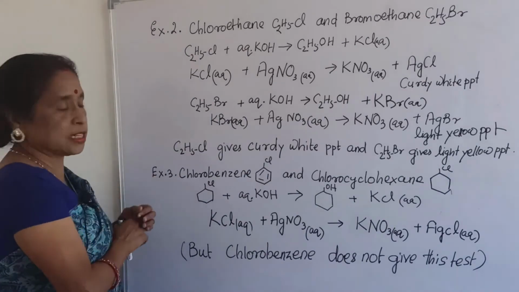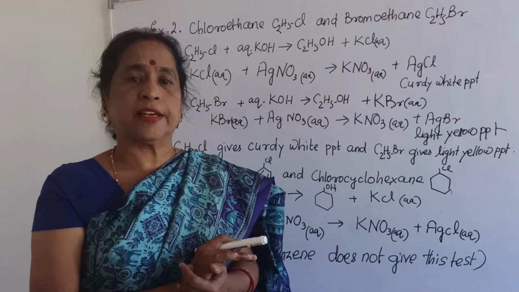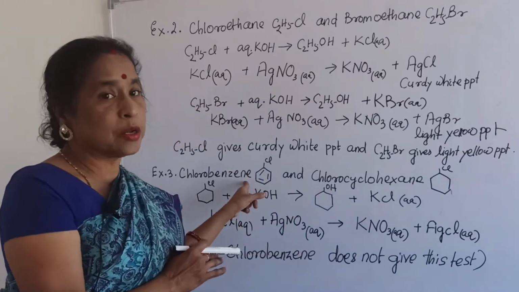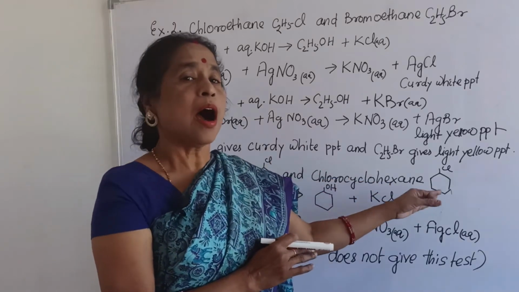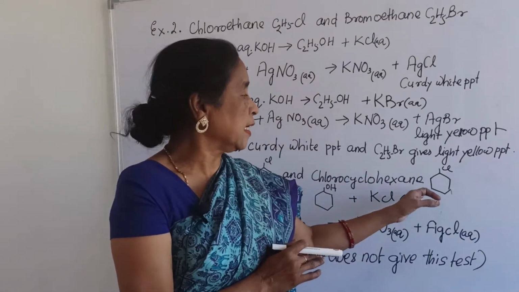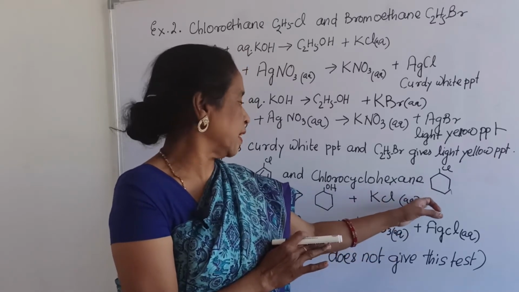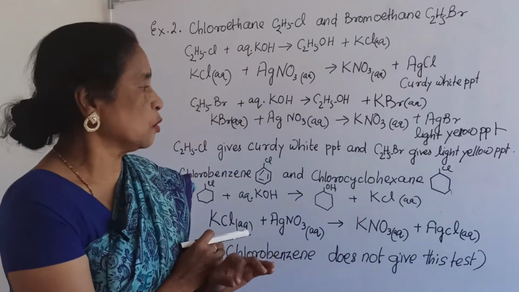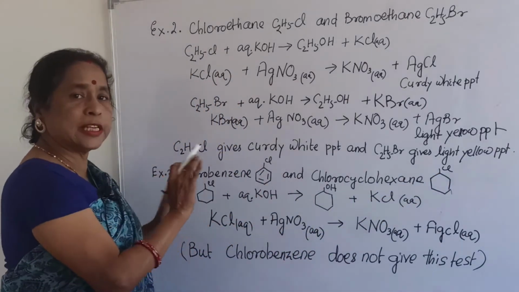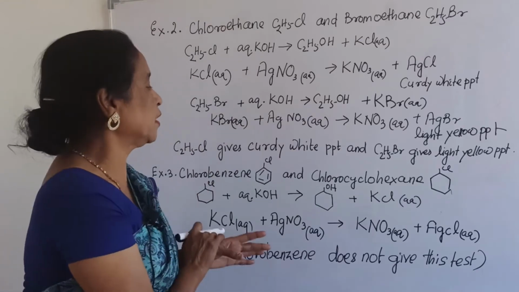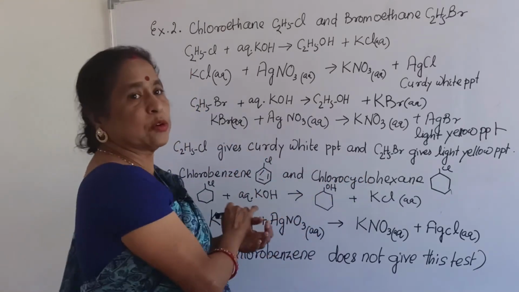Coming to the third example, chlorobenzene and chlorocyclohexane. Remember, this is a haloarene and this is a haloalkane, because here it is cyclohexane, not a benzene ring, simply a cyclohexane where chlorine is attached. So chlorobenzene will not react with aqueous KOH, whereas chlorocyclohexane will react with aqueous KOH.